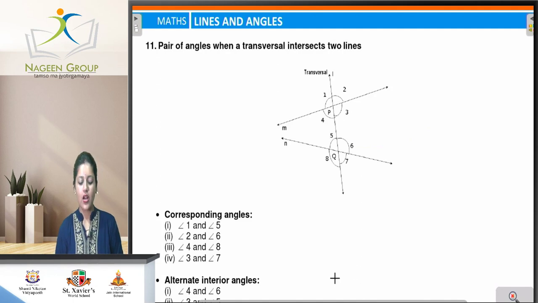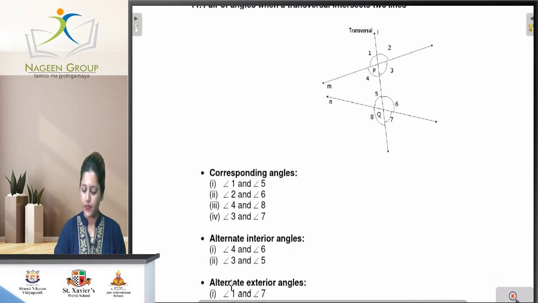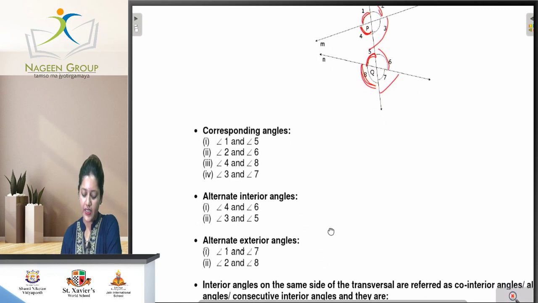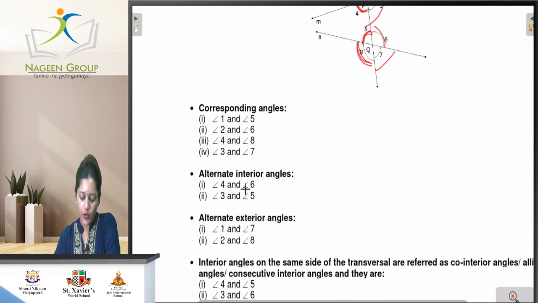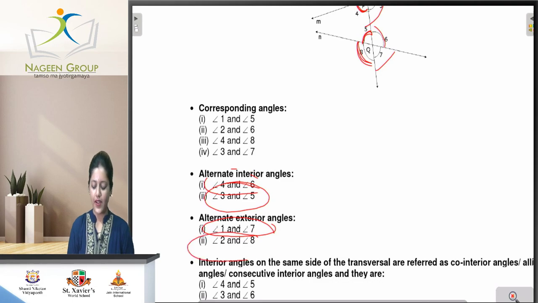Next, pairs of angles when a transversal intersects two lines. First is the corresponding angles, that is angle 1 and angle 5, angle 4 and angle 8, where you have to leave one angle in between. Also 2 and 6, 7 and 3. In the same way, alternate interior angles are 4 and 6, 3 and 5. Alternate exterior angles are 1 and 7, 2 and 8.